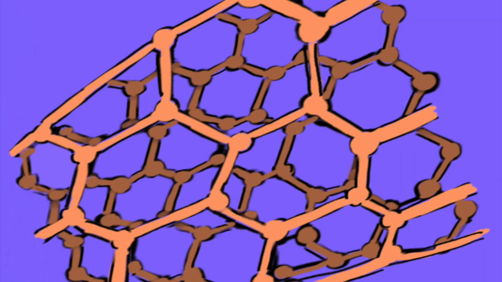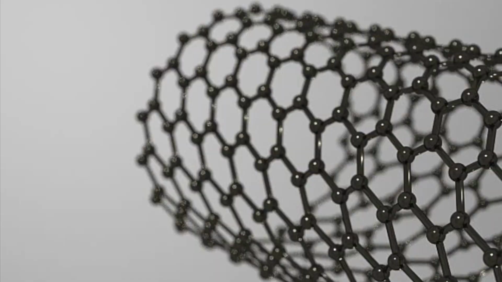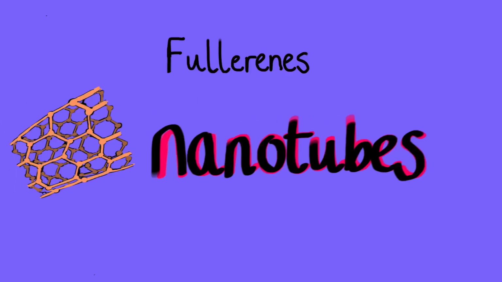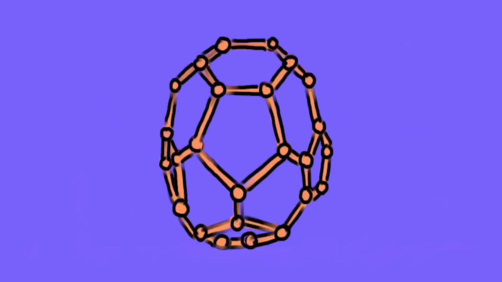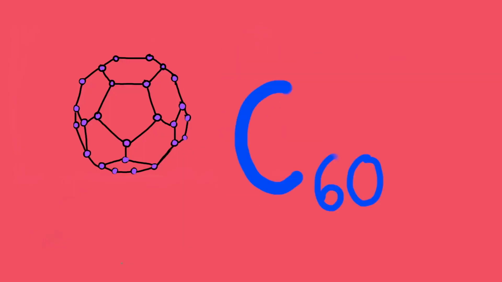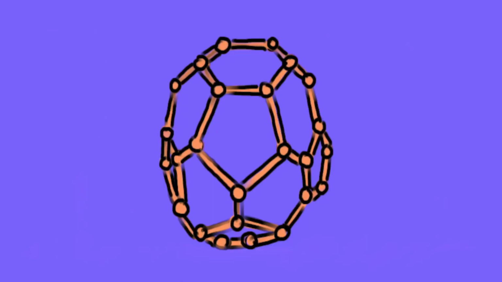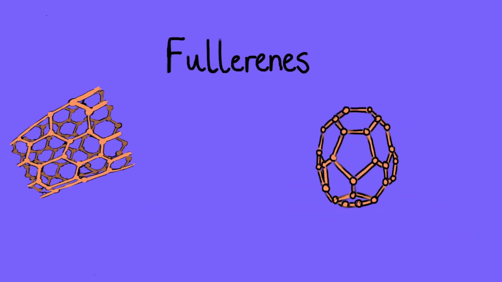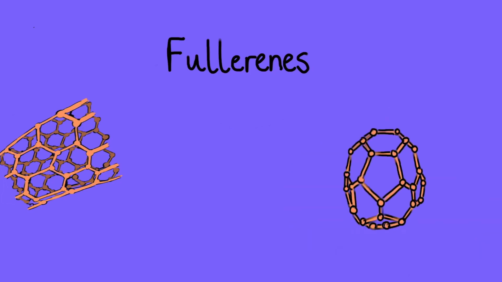Let's move on to look at a type of allotrope of carbon known as fullerenes. Fullerenes can exist as hollow cylindrical tube-like structures or hollow balls. The hollow tubes are known as nanotubes, and we're going to specifically look at a hollow ball known as Buckminster fullerene. Buckminster fullerene has the chemical formula C60, so that means there are 60 carbon atoms in each molecule of Buckminster fullerene.